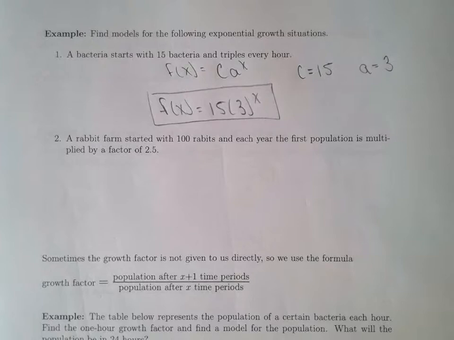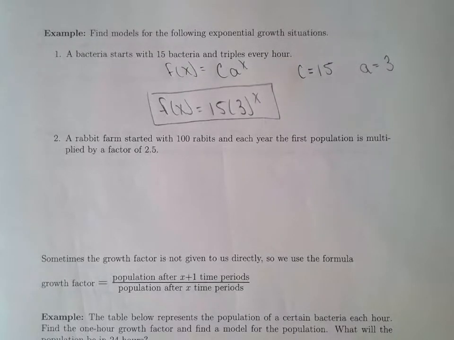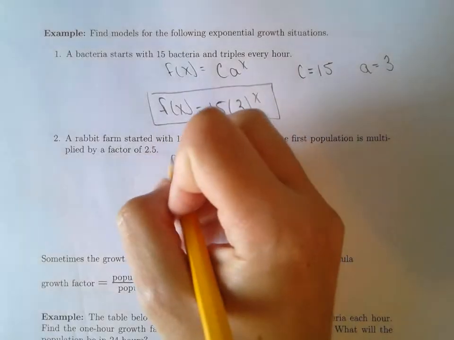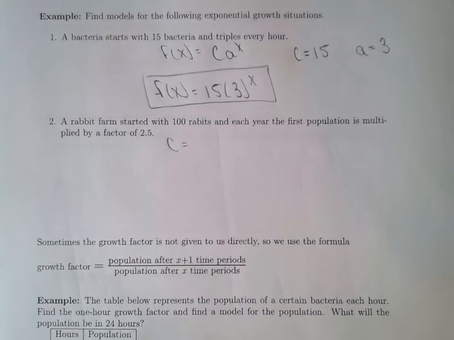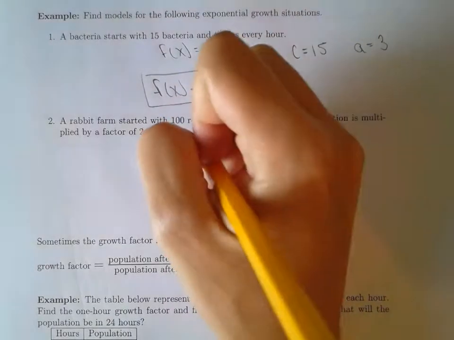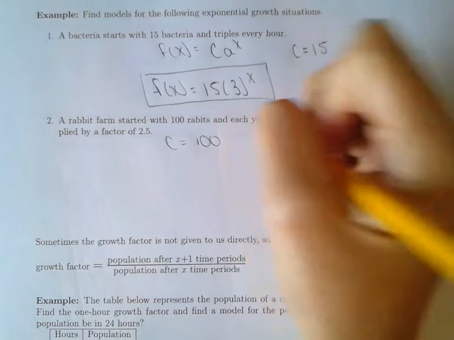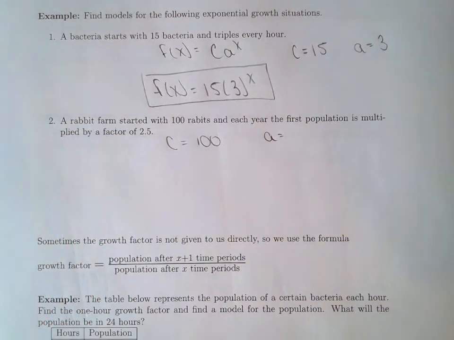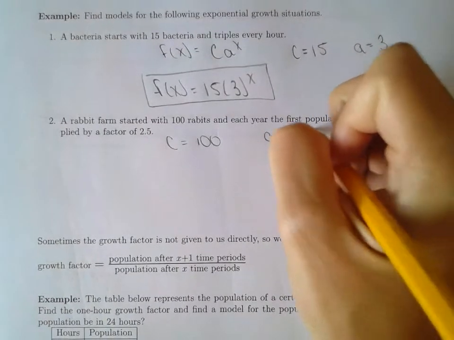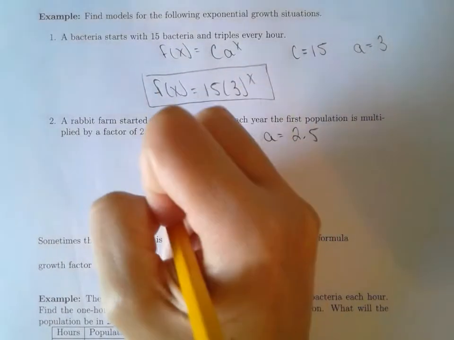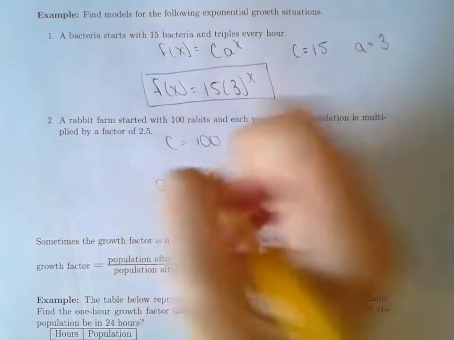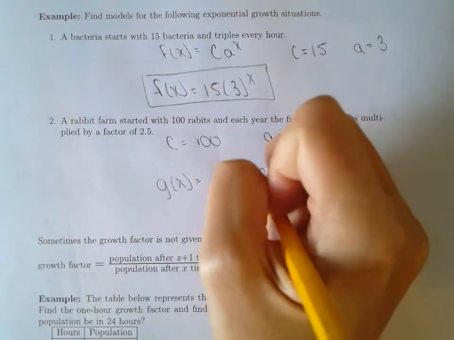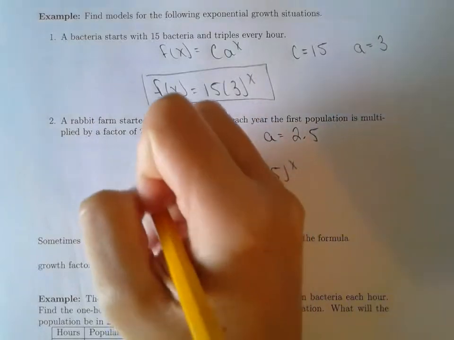Number 2. A rabbit farm started with 100 rabbits, and each year the population is multiplied by a factor of 2.5. So again we need to find c. That's how many rabbits we'd start with. Looks like we started with 100. And then a is our growth factor, and it tells you exactly you're going to multiply by a factor of 2.5 each year. So that's our a. So our function, which I'm going to change the name to g, is 100 times 2.5 to the x.